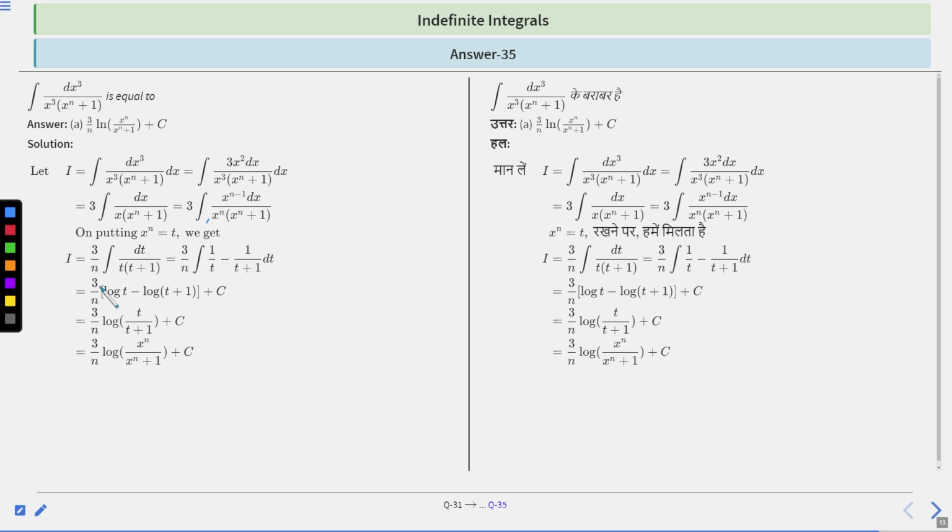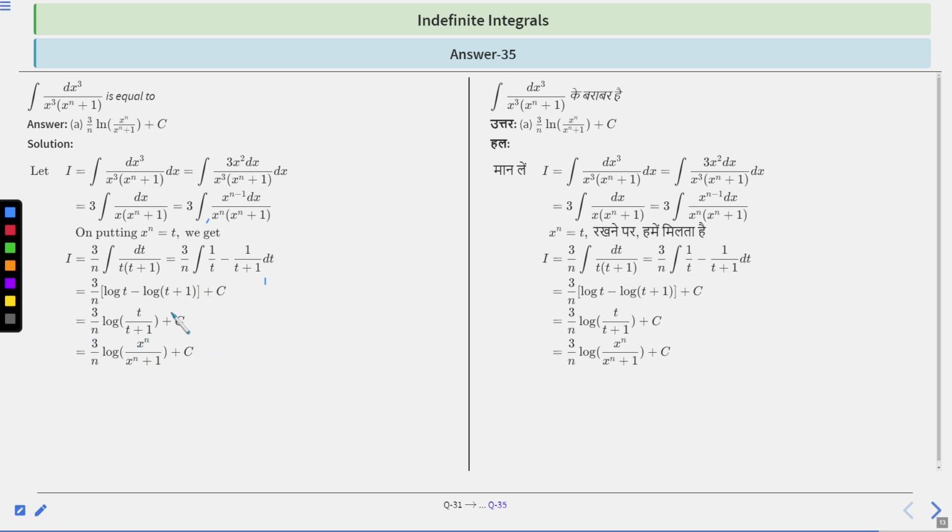Therefore, it can be written as 3 upon n, integration of dt upon t is log t, minus integration of dt upon t plus 1 is log t plus 1, right? So it will be 3 upon n log t minus log t plus 1 plus c. Now, log t minus log t plus 1 can be written as log t upon t plus 1, which is equal to 3 upon n log t upon t plus 1 plus c.